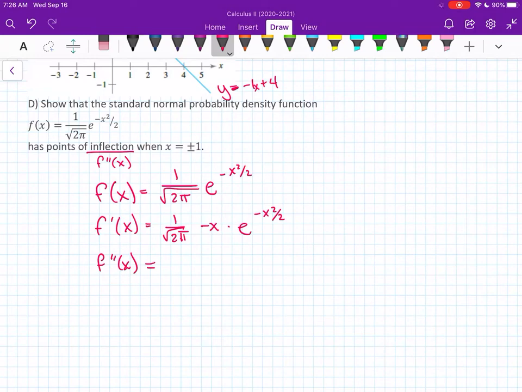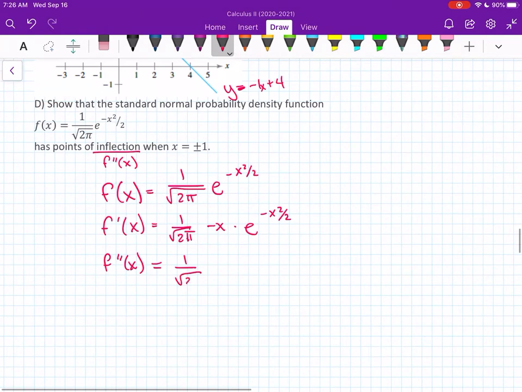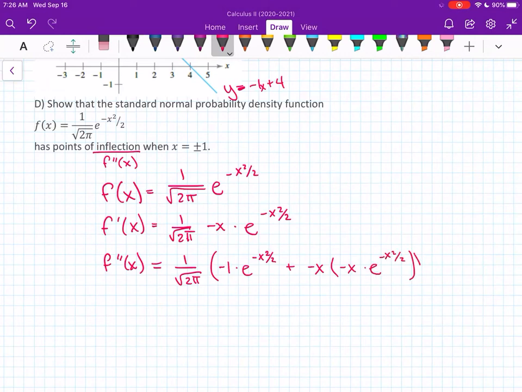Okay, so the second derivative, I have 1 over that square root of 2 pi. And then I'm going to have to use the product rule here. So the derivative of my first function is negative 1 times my second function, e to the negative x squared over 2, plus my first function, negative x, times the derivative of my second function, which is going to be negative x. We already found it. So negative x times e to the negative x squared over 2. And so now I'm just going to simplify.